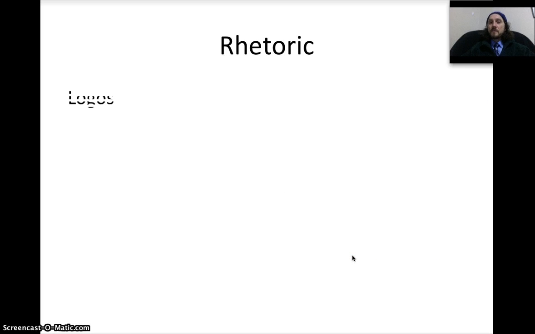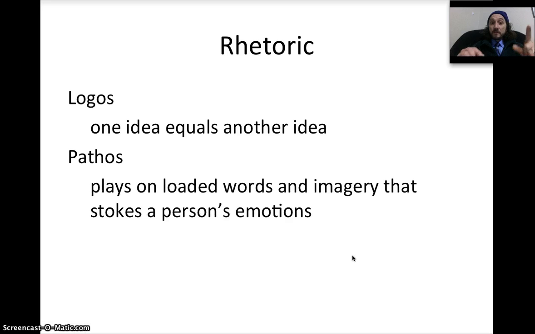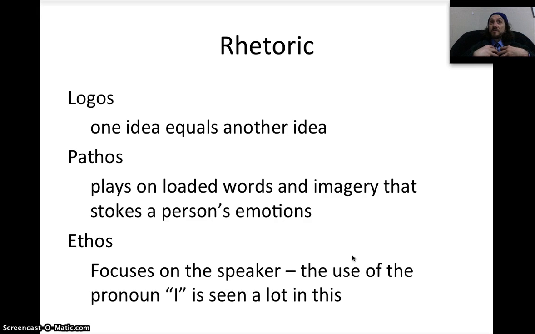All right, rhetoric. Logos. One idea equals another. If you do this, then it will lead to this. That's the logical connection that we have. Pathos. Emotion. Plays on loaded words and imagery that stokes a person's emotions. We're going to see imagery, we're going to see loaded words, we're going to see repetition of those words and ideas, and then lastly, ethos, which is the credibility. So it focuses on the speaker, and we're going to see repetition of the pronoun I a lot.